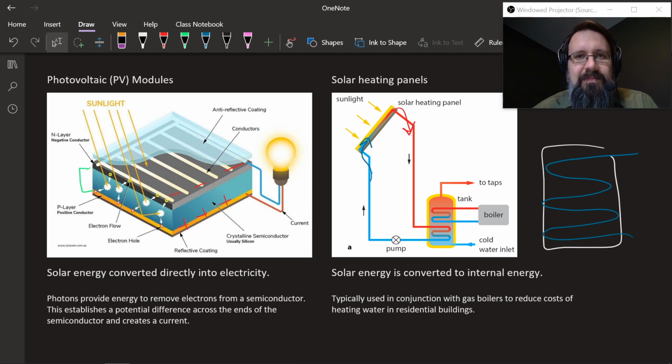Are the solar heating panels just less efficient? Is that why we stopped using them? Yeah, I mean, I don't really know why they just kind of fell out of fashion.